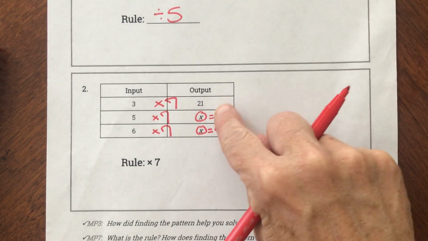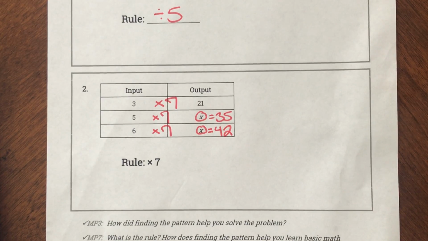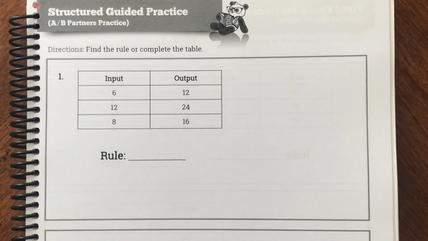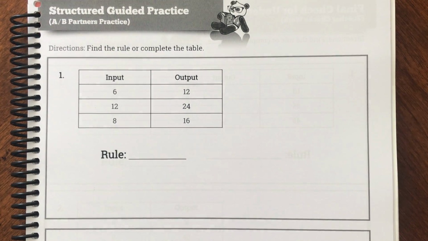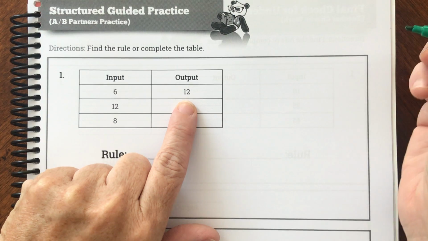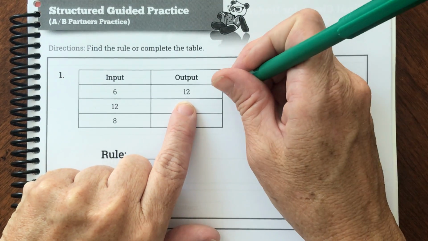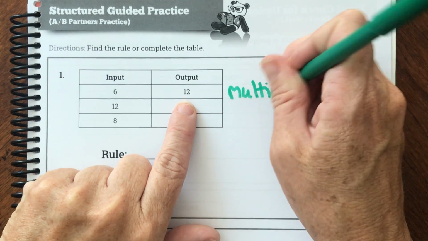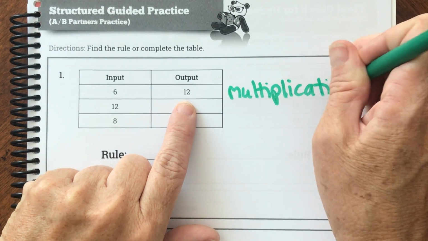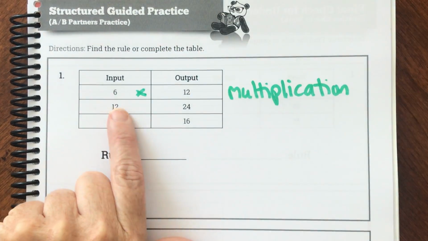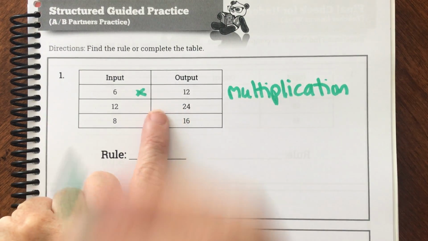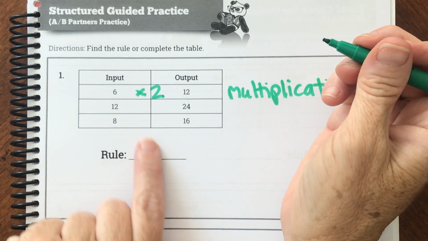Okay, let's try two of these together. We are on page 258, and here is our first one, and it says 6 was put in, and 12 was put out. So 6 to 12, so it got larger. So between multiplication and division, I know multiplication would make it bigger. So I know it's a times. So 6 times what equals 12? I know 6 times 2 is 12.